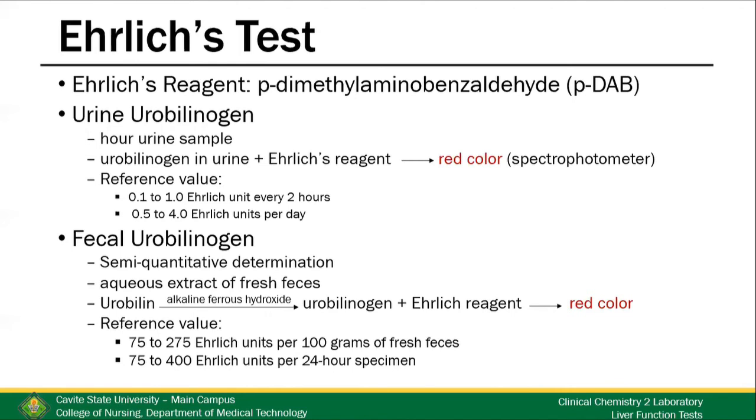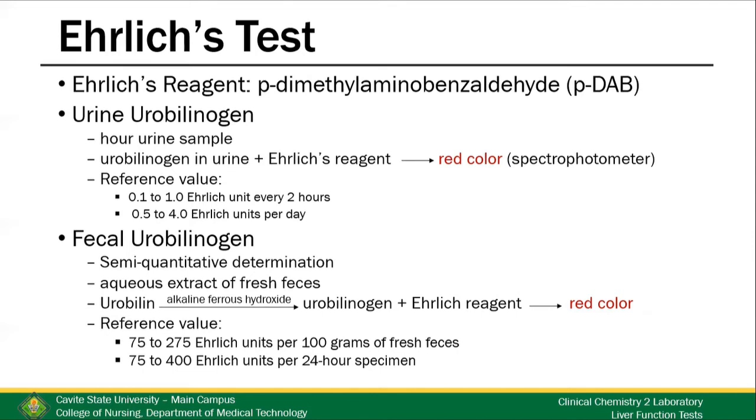So, Ehrlich's reagent. For the Ehrlich's test, remember that the reagent used is PDAB or p-dimethylaminobenzaldehyde for urobilinogen. For the urine urobilinogen, we use a fresh 2-hour urine sample which should be kept cool and protected from light. Urobilinogen in the urine plus the addition of Ehrlich's reagent, which is the PDAB, will form a red color under spectrophotometer. The reference value is 0.1 to 1 Ehrlich unit every 2 hours, 0.5 to 4.0 Ehrlich units per day.